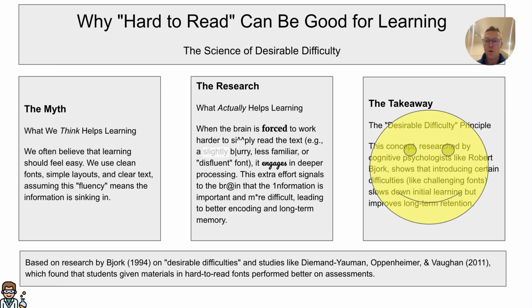The myth is what we think helps learning, and we often believe that learning should feel easy. We use clean fonts, simple layouts, and clear text, assuming that fluency means the information is sinking in. The research, what actually helps learning, is that when the brain is forced to work harder to simply read the text, for example, a slightly blurry, less familiar or disfluent font, it engages in deeper processing. This extra effort signals to the brain that the information is important, and more difficult learning leads to better encoding and long-term memory. Takeaway is the desirable difficulty principle.